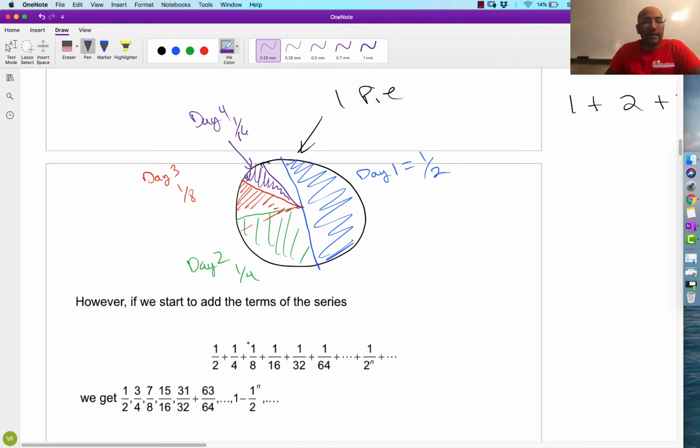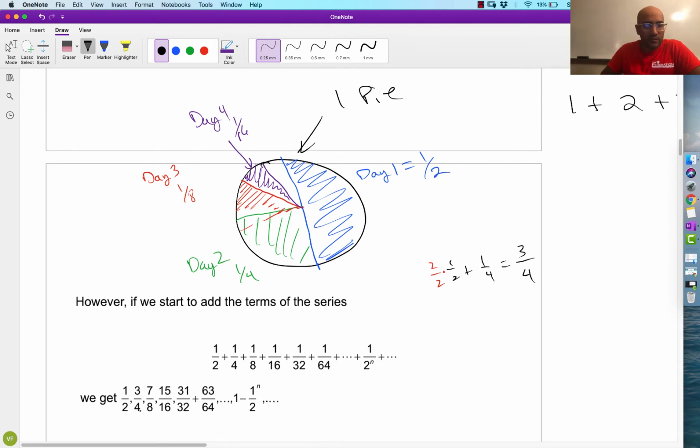So if you start adding up how much of the pie you've eaten, day 1, you ate a half. Day 2, you ate a fourth, so if you add them together, you get 1/2 plus 1/4, just the first 2 days. 1/2 plus 1/4, common denominator is a 4, so we have to multiply this by 2 over 2. We end up with 3/4.